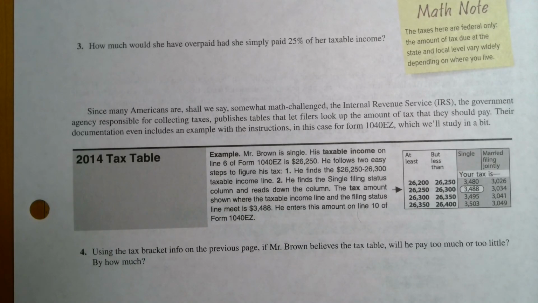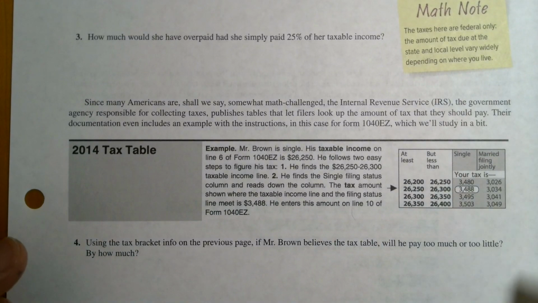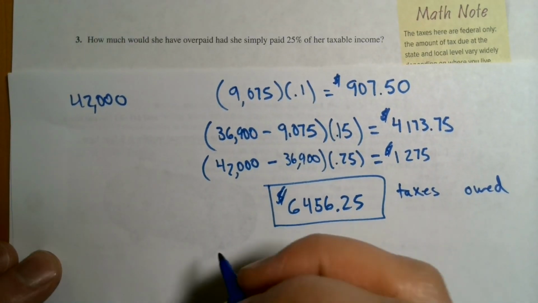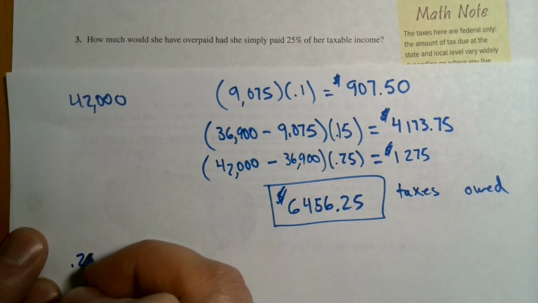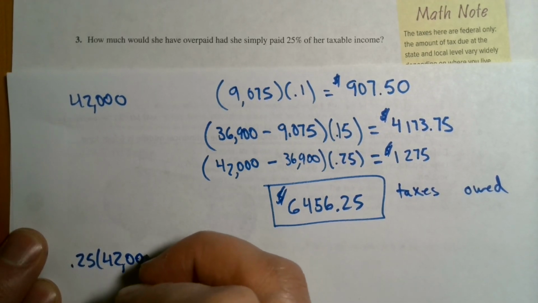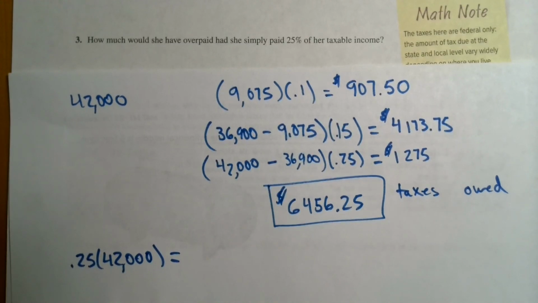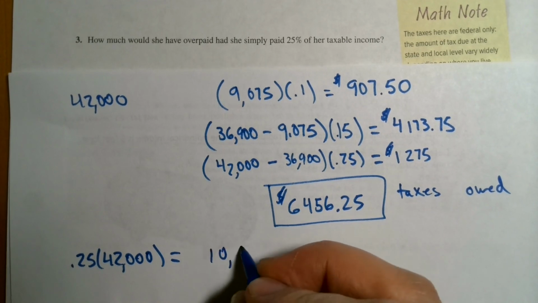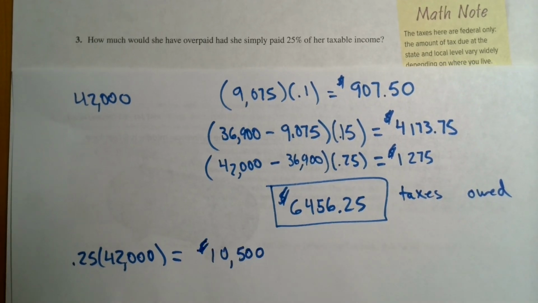I really like question 3 here. If we had just assumed that we owed 25% of our entire income, how much would this individual have overpaid? To calculate that, we just do 0.25 times 42,000 and see what that number is. And that is $10,500. We would have overpaid by over $4,000. That's what's kind of nice about this progressive tax bracket: people that make less money get taxed at a lower rate.